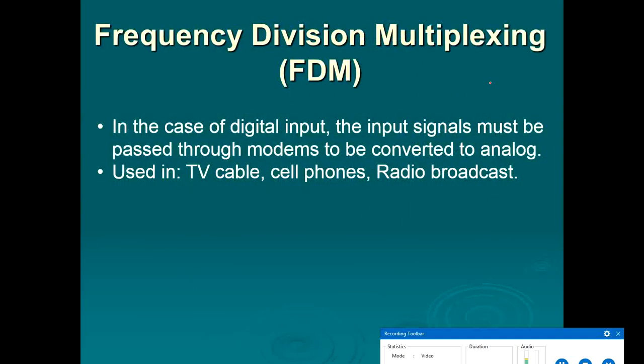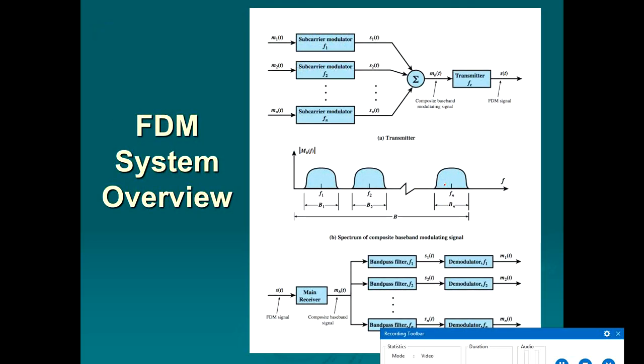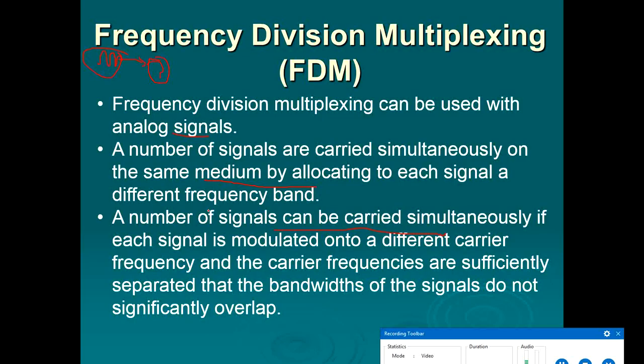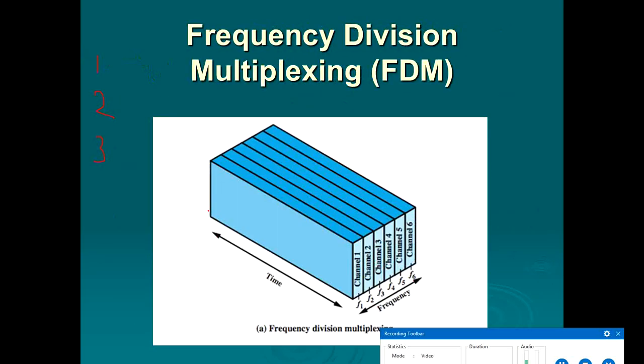So moving ahead, in the case of digital, input signals must be passed through modems to be converted to analog. It is used in TV cable, cell phones, and radio broadcast. So a more precise overview of the FDM is given over here. Before we discuss this slide, let's talk about some other important terms. Let me go back to this diagram.